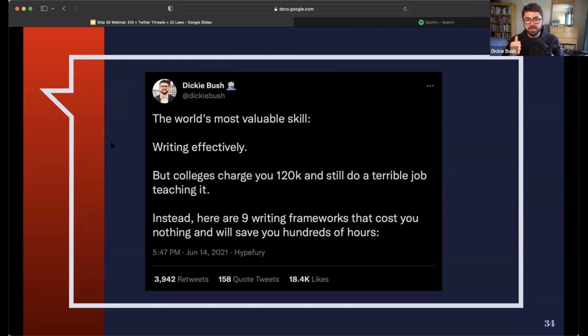I mean, it hits on the for who, right? People who went to college but didn't learn to write, so that you can save hundreds of hours after a bunch of writing frameworks and work that I did. So it's got implied credibility because I went and studied all of this. And at the same time, it very specifically, anyone who sees this is going to resonate with the college charge you $120K, right? It's like, damn, that's right.